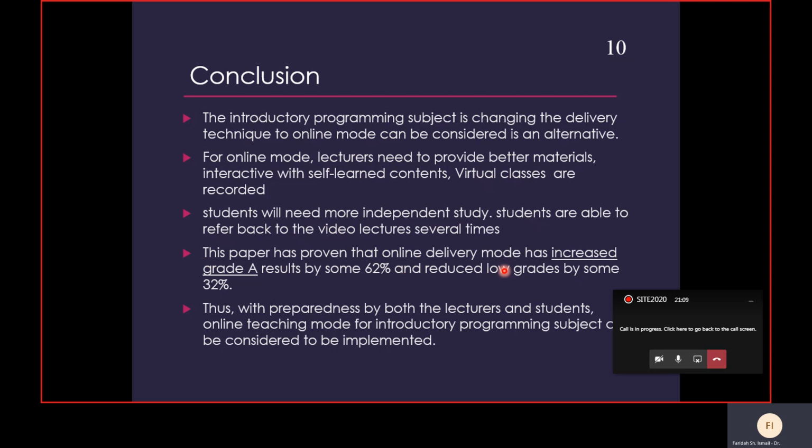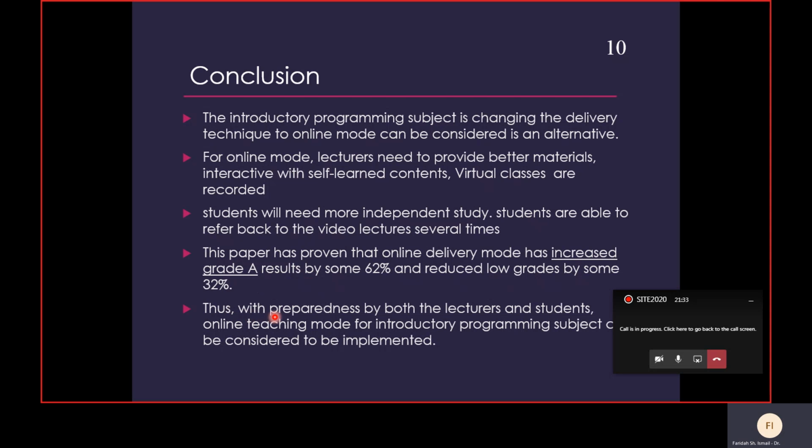So this paper has proven that online delivery mode has increased grade A results by some 62% when you compare last year and this year. The increase is 62%, and at the same time it has been able to reduce low grades by some 32%. So grade D and F has been reduced by 32%.